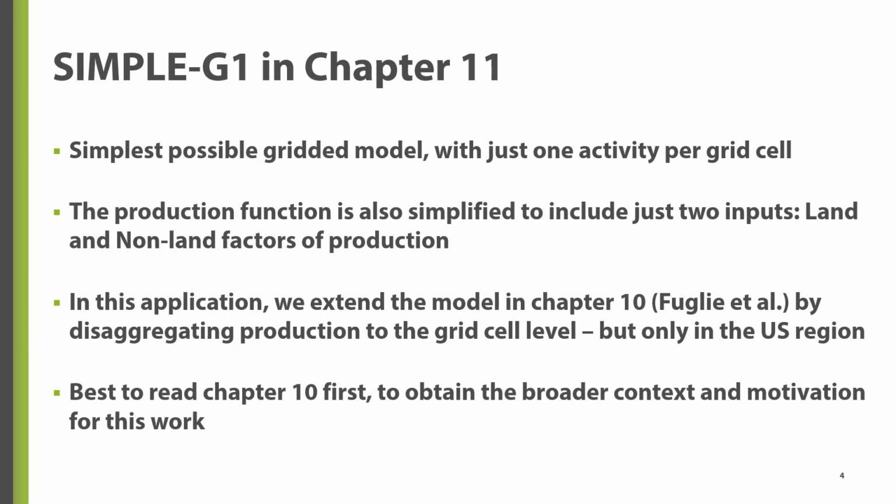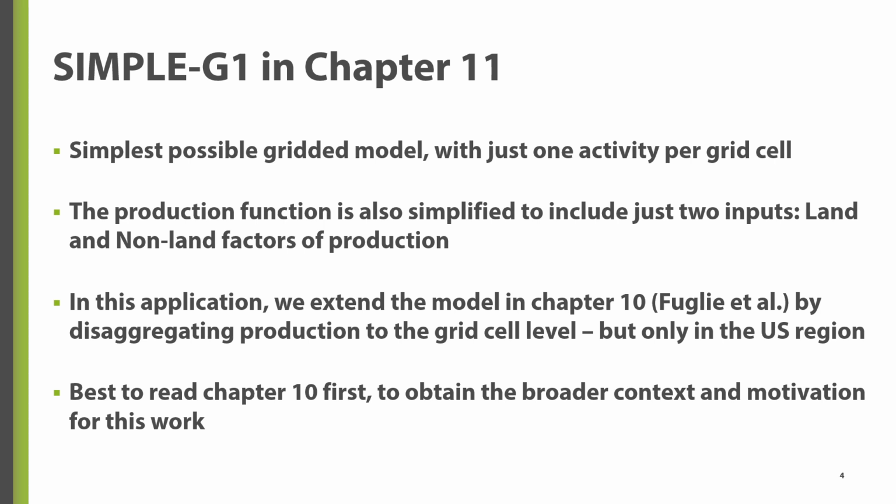Simple G1 is based on two aggregated inputs: natural resources, a category that includes land and water inputs, and human resources, which includes all manufactured inputs and human labor. This allows us to leverage the foundational economic theory of Simple G to understand the model results.